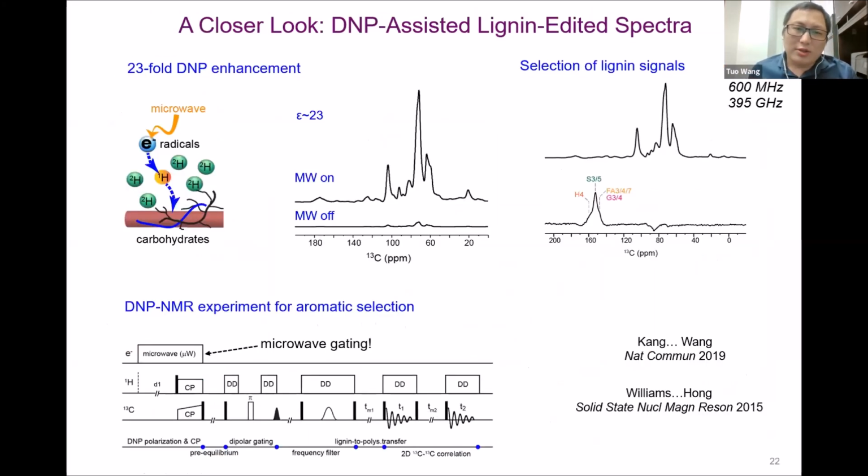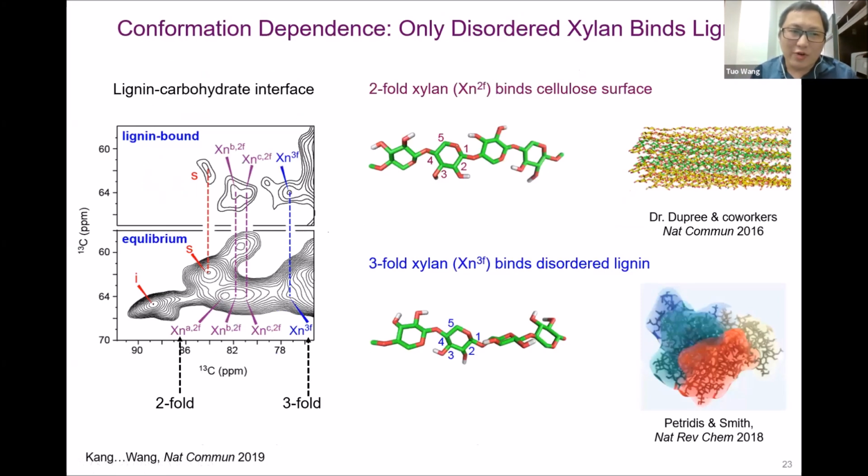And we have obtained a 23-fold sensitivity enhancement on the maize stem, with which we can integrate dipolar gating with frequency filter and microwave gating to cleanly select the aromatic signals against the dominant carbohydrate signals, which are 260-fold stronger. So I would like to mention that the DNP system at MagLab is equipped with a mechanical shutter, so it can turn on and turn off the microwave during each single scan for the clean selection. With the selected polarization from the aromatics, we further transfer it to the carbohydrate neighbors to detect the interaction interface.